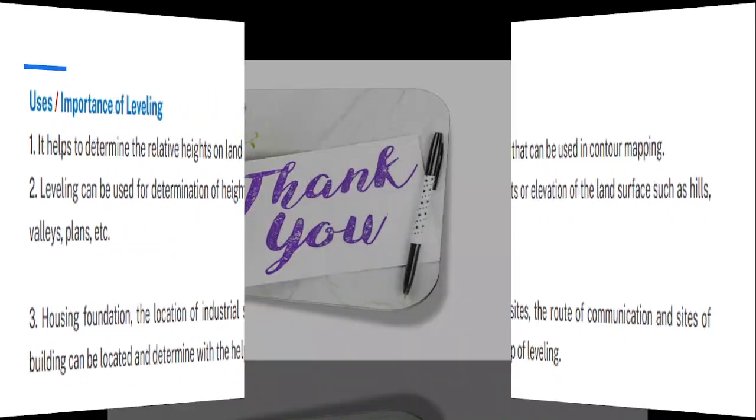So that's all I have for this session. We've seen a simple introduction to leveling survey. We've seen the meaning of leveling survey. Then we've seen some of the equipment used in leveling, and we've discussed some of the importance of leveling in our daily life.